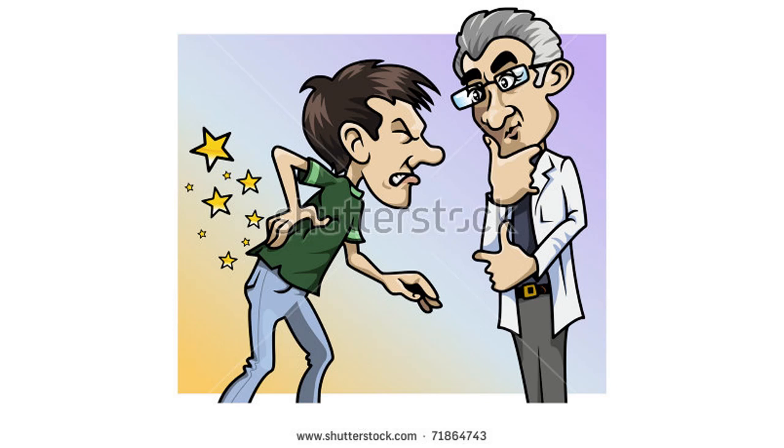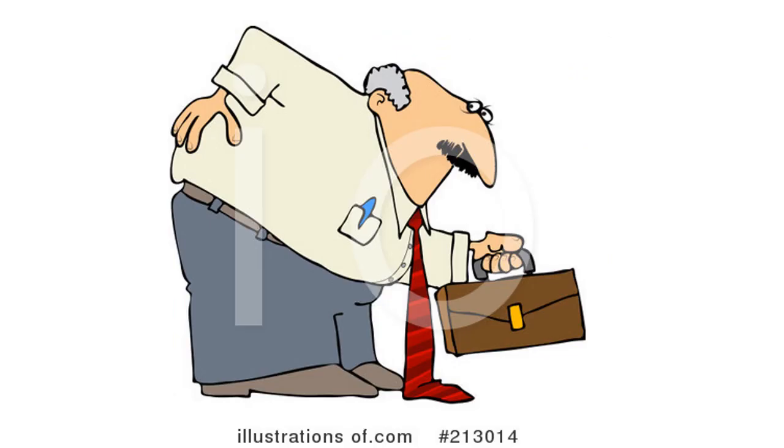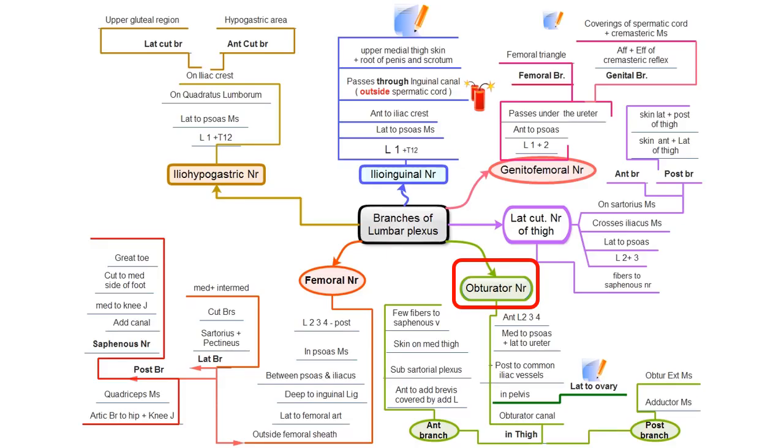Many people complain of back pain. This is a mind map of branches of the lumbar plexus. We will gradually go through each branch one by one.